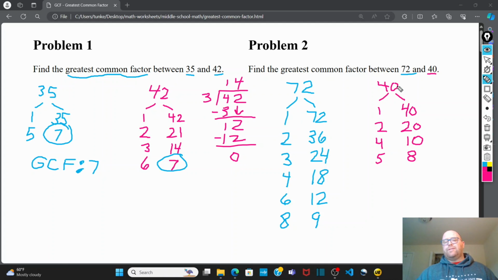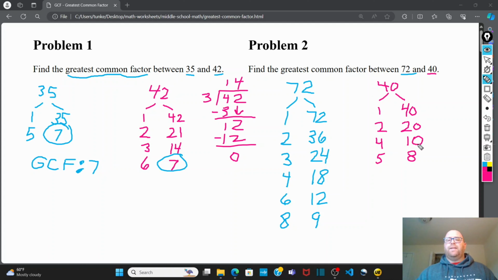If I double 0, I still get 0. 4 minus 0 is 4. That's not divisible by 7. We already covered it's divisible by 8. 4 plus 0 is 4. That's not divisible by 9. And we already covered that it's divisible by 10.